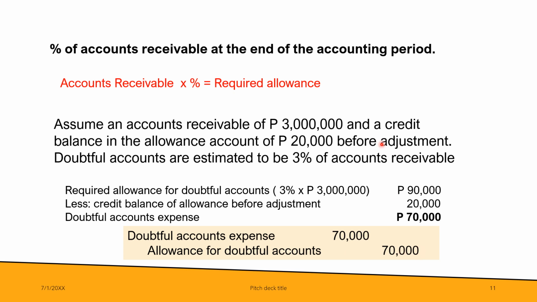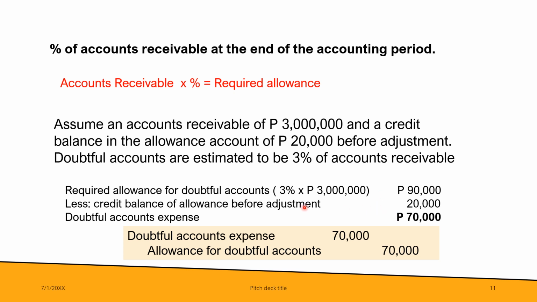Again, please take note if the method is based on percentage of accounts receivable, the computed amount is the required allowance. You have to take note if there is a balance in the allowance account before adjustment, and whether that allowance account is a credit balance, which is the normal balance of the account, or a debit balance. Why? Because if the balance of the allowance account is a credit, you will just deduct it from the required allowance to get your doubtful accounts expense. However, if the balance in the allowance is a debit balance, which is not the normal balance of allowance account, then you have to add it.